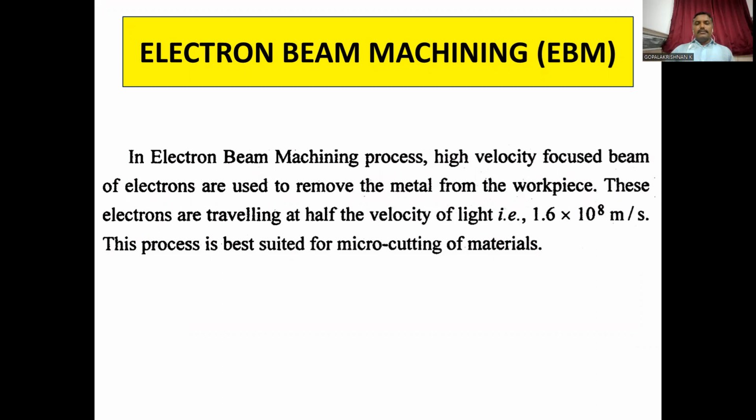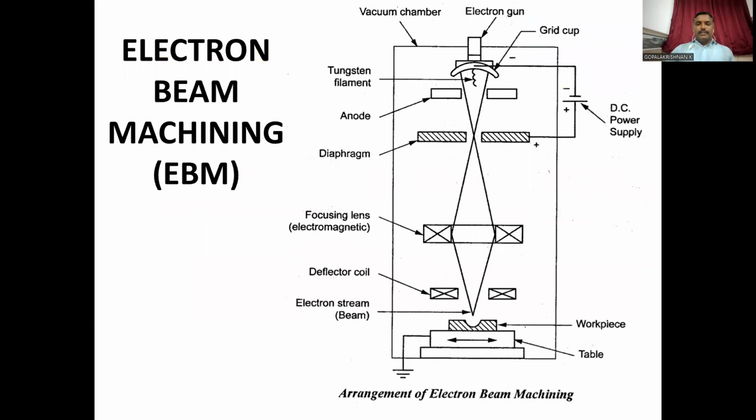In the electron beam machining process, a high velocity focused beam of electrons is used to remove metal from the workpiece. These electrons travel at half the velocity of light, that is 1.6 into 10 power 8 meter per second. This process is best suited for micro cutting of materials. This is the image of the electron beam machining, that is the arrangement of electron beam machining.